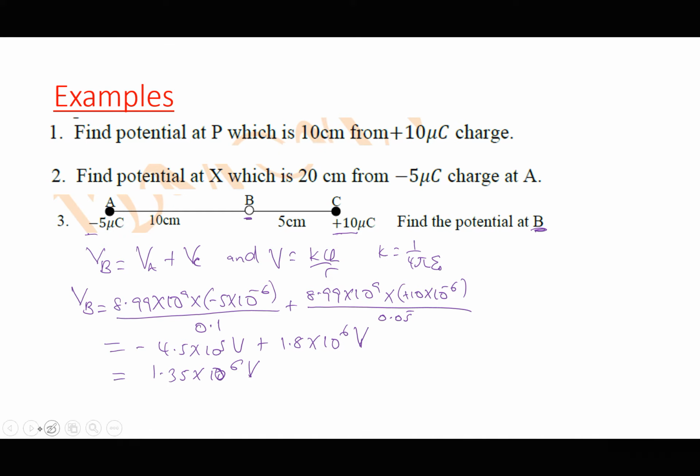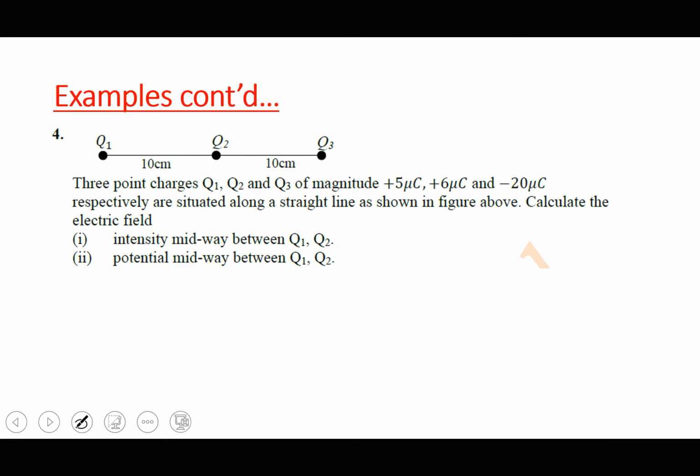Example number 4. Three-point charges Q1, Q2 and Q3 of magnitude +5, +6, -20 microcoulombs are stretched along a straight line as shown in the figure above. Calculate the electric field intensity midway between Q1 and Q2.